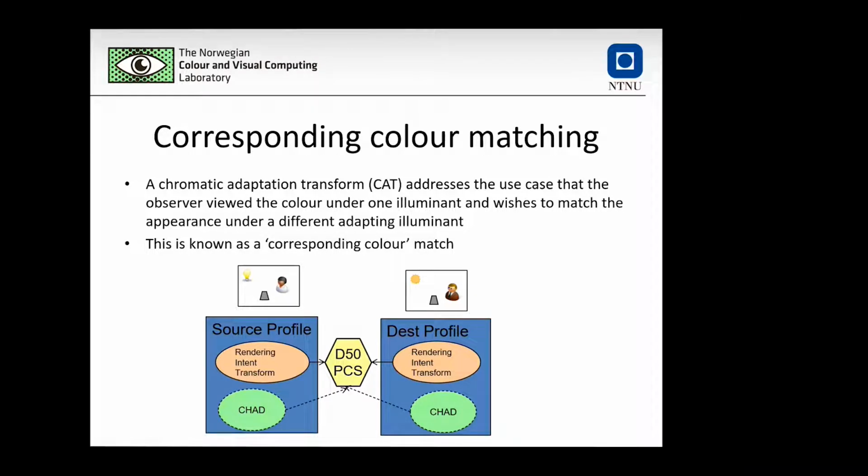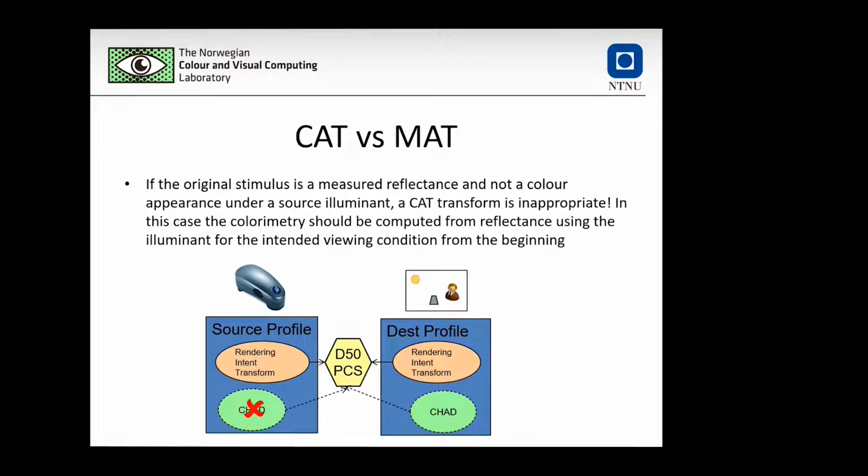However, let's explore this a bit further, because as I mentioned previously, what a chromatic adaptation transform does is to address the use case that we saw the colour under one illuminant and we want to match the appearance under a different adapting illuminant. So that's what we mean by a corresponding colour match. And so that's one case, but in practice, the way that this is used more often is to take some colorimetry for which I used one illuminant to get the XYZ, and I then want to get the XYZ for a different illuminant. But there's a kind of a logical approach to that, really, because what I'm doing there is to choose the wrong illuminant in the first place. So really what I should have done is always to use the intended destination viewing illuminant, not something else as an intermediate.